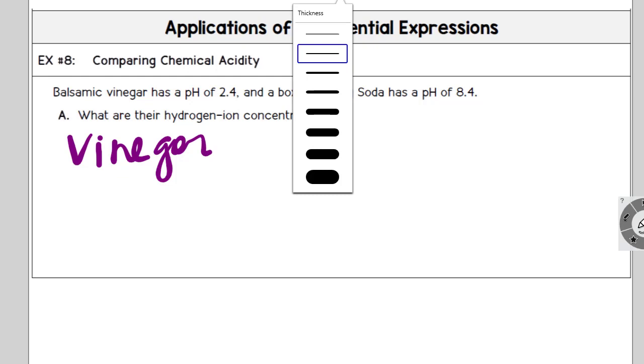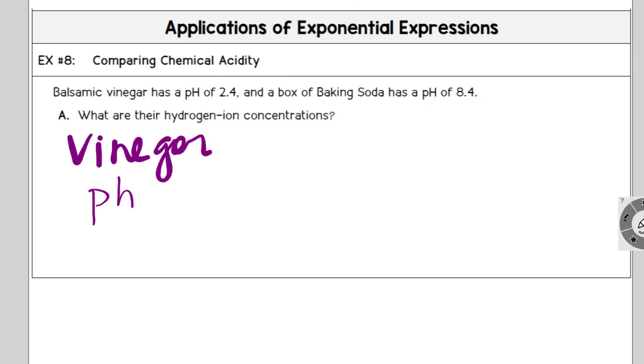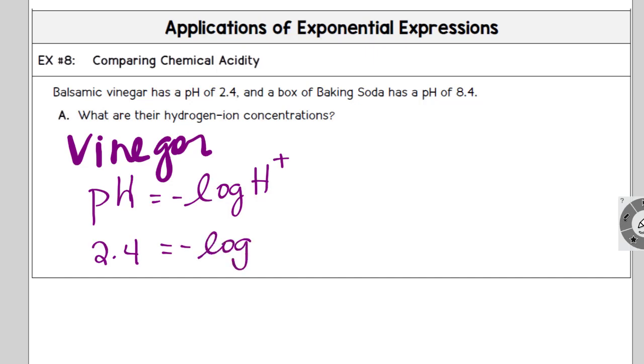And so we saw that we had a formula earlier that the pH was equal to negative log of the hydrogen ion concentration. Okay, so we're looking at, for vinegar, a pH of 2.4, okay, is equal to negative log of the concentration.